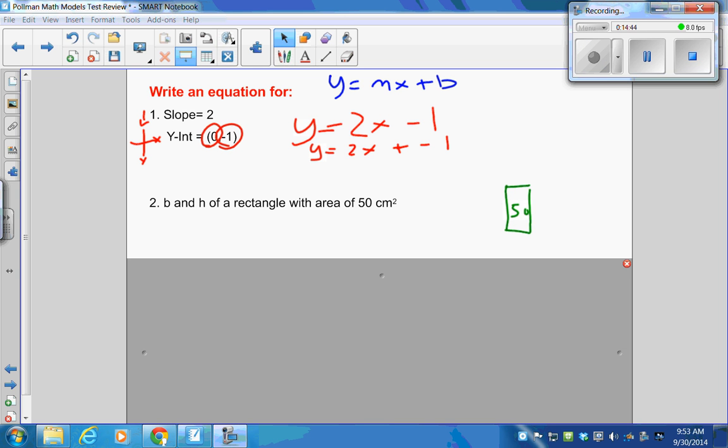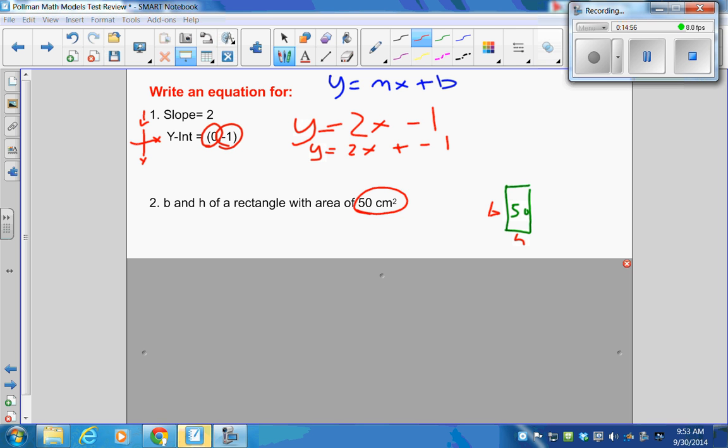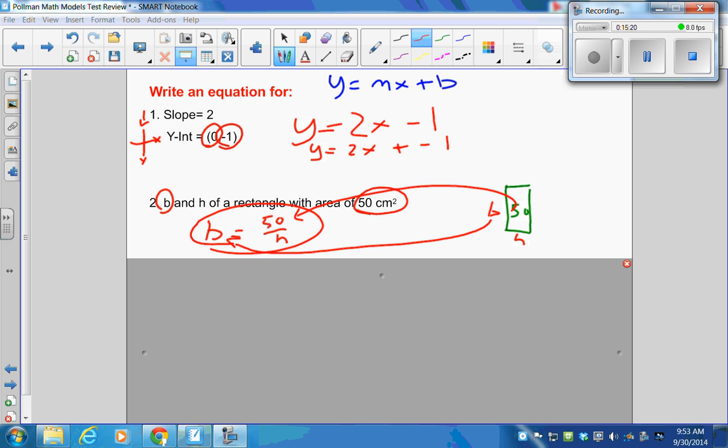We did a couple like these in class, but how this works is we know my base times my height gives me my area. So if I already know my area is 50, you could have my base equals 50 over my height. So if I'm looking to find my base, that's what you could have. So know how to do this. My area is 50. I'm trying to find my base, and you just divide it by the height because division is the opposite of multiplication.